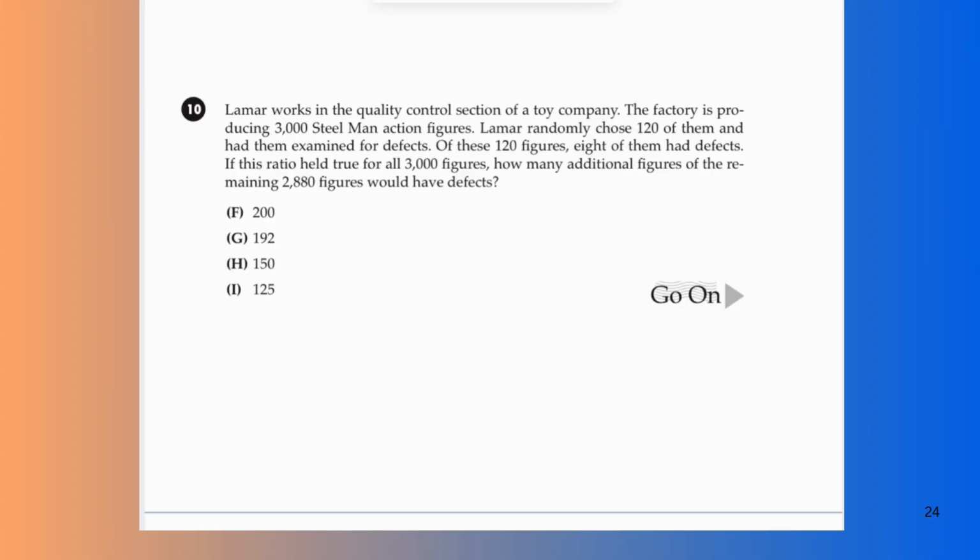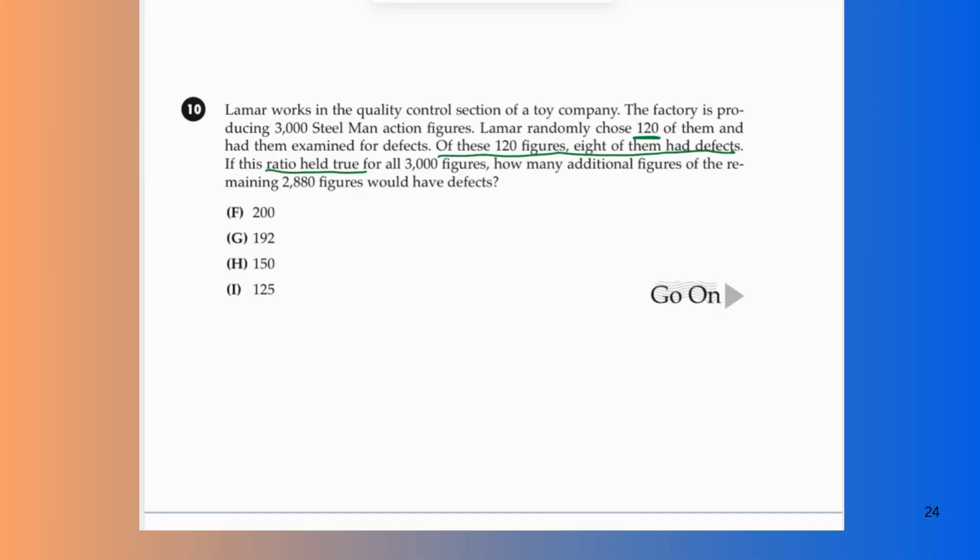All right, last one for this practice session. Lamar works in the quality control section of a toy company. The factory is producing 3,000 steel man action figures. Lamar randomly chooses 120 of them and has examined them for defects. Of these 120, 8 of them had defects.